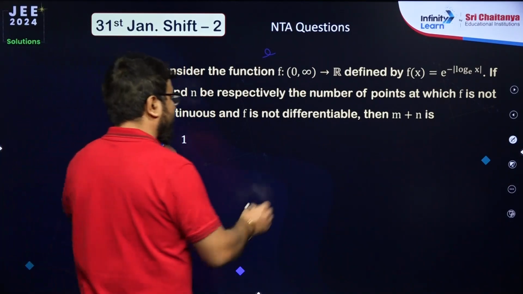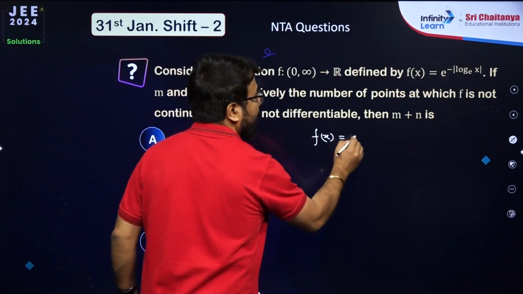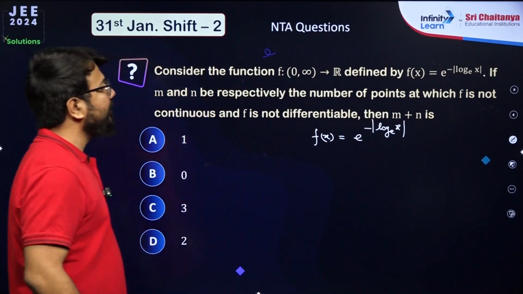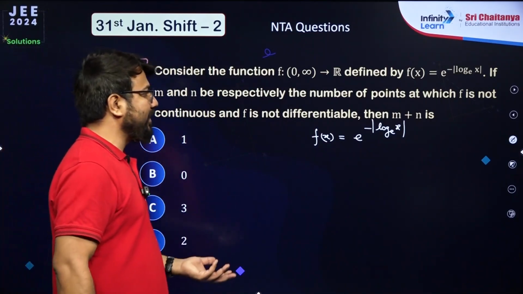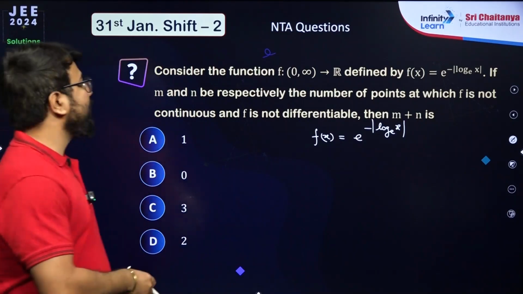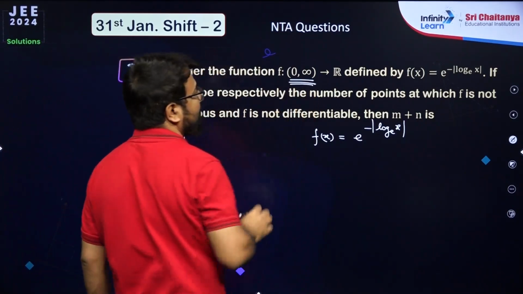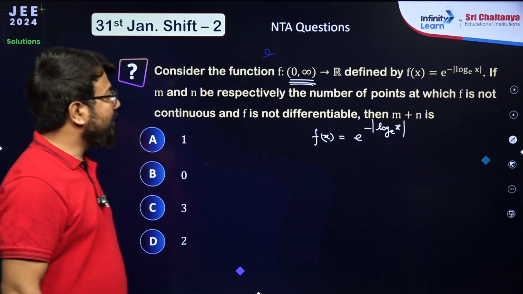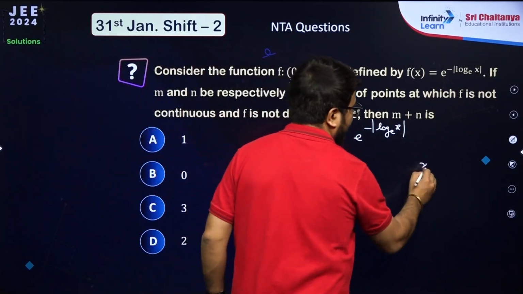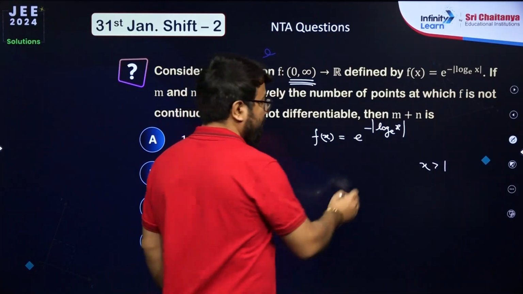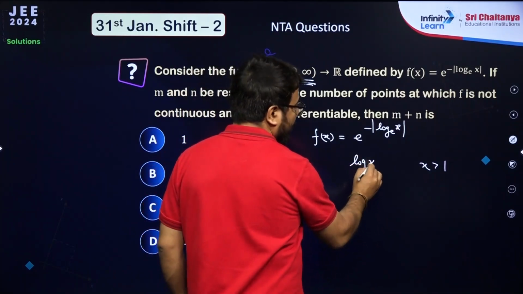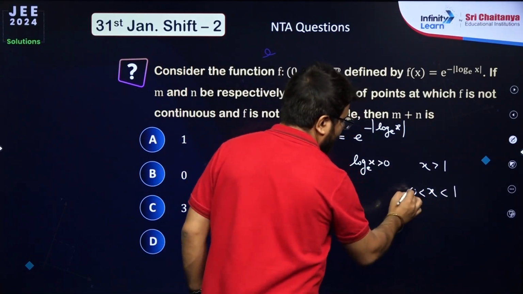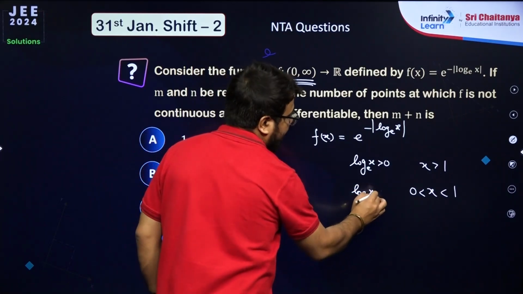So here is a function being given. First of all, let us look at this function: e raised to the power minus mod log x. Now when log will be positive and when log will be negative, you need to think about that. Here the values of x which are given are from 0 to infinity. Alright, my dear students. So if x is greater than 1, then we can say that the log x value will be positive. And if x is less than 1 and greater than 0, then the log x value will be negative.